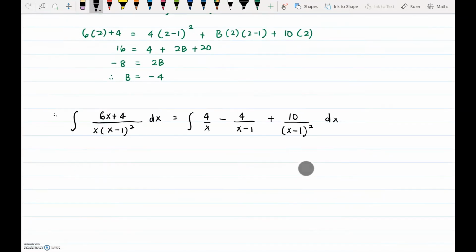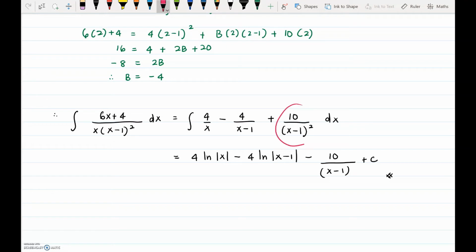Okay, and lastly, what will be your answer? Yes, your answer is 4 ln x minus 4 ln (x minus 1) minus 10 over x minus 1 plus c. Okay, can you remember how to integrate this one? How? Yes, you have to use U-Substitution.